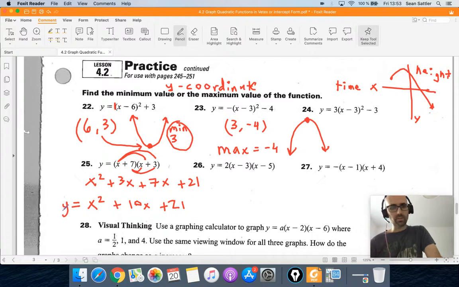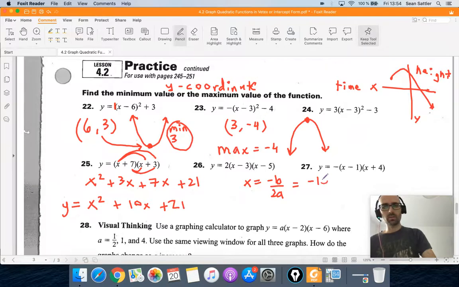Now we can find the vertex using our equation x equals -b over 2a. Okay, so b is 10, so we're going to plug in -10 because it says -b. And then 2a, a is 1 again, so we do 2, and this equals -5. So that's the x coordinate of the vertex. But we need to find the y coordinate to be able to find the maximum or minimum value.